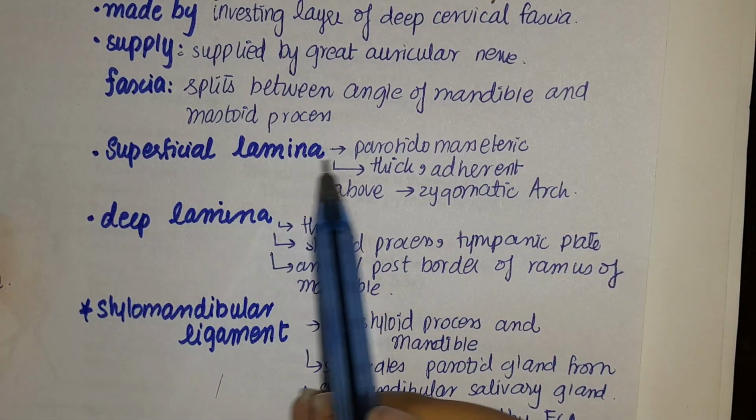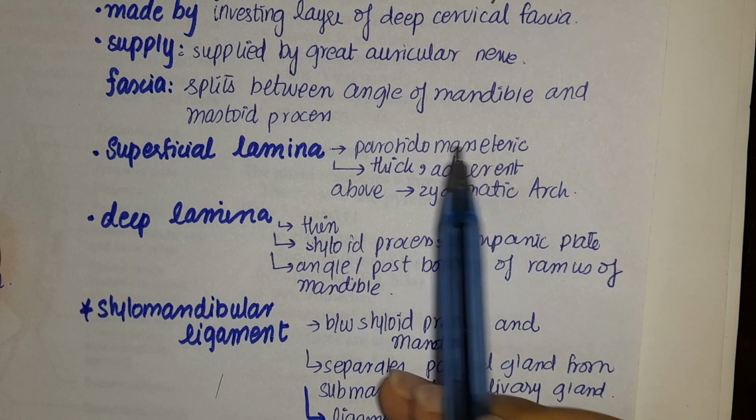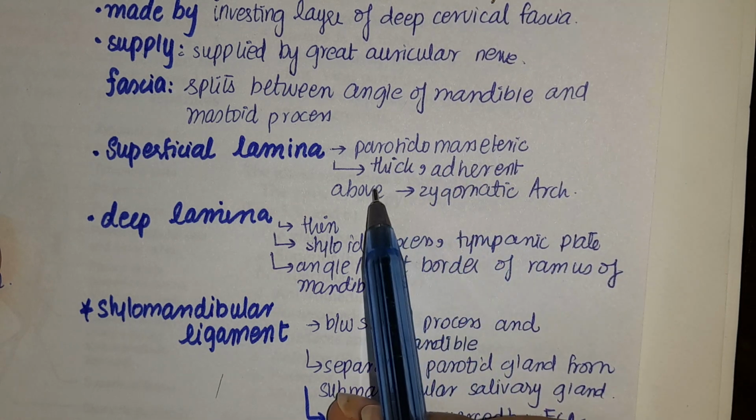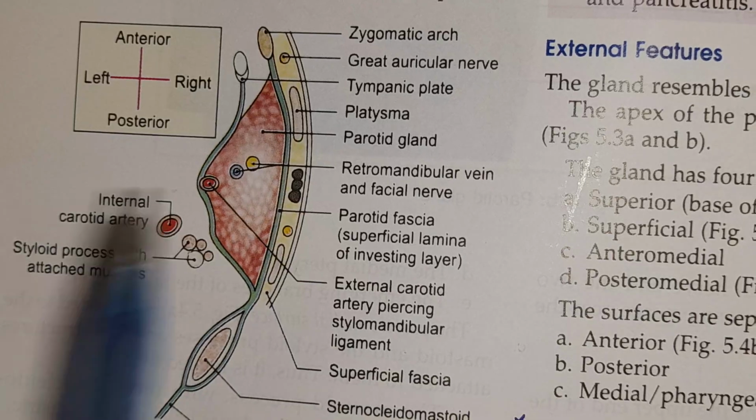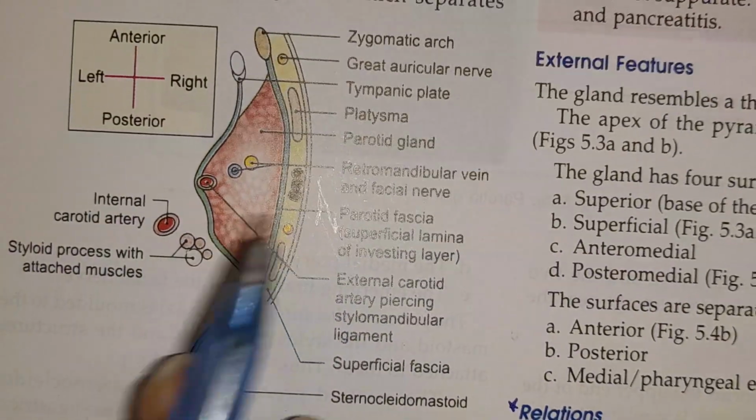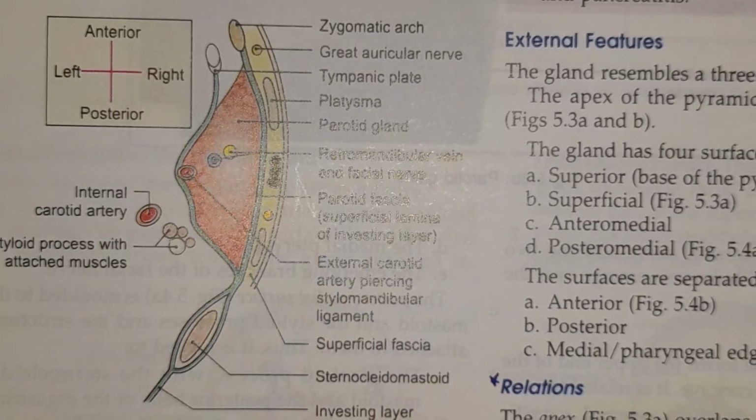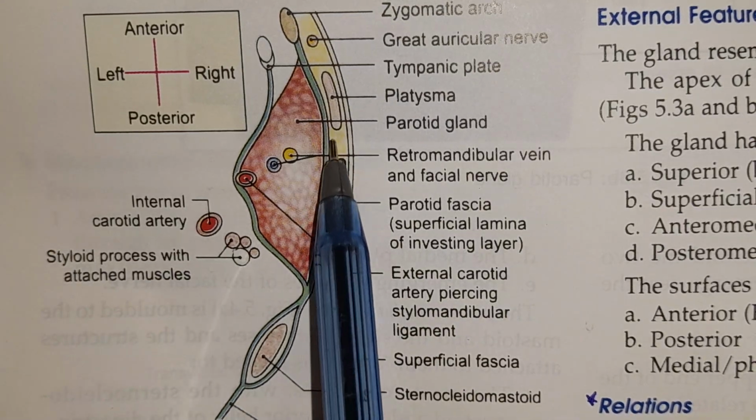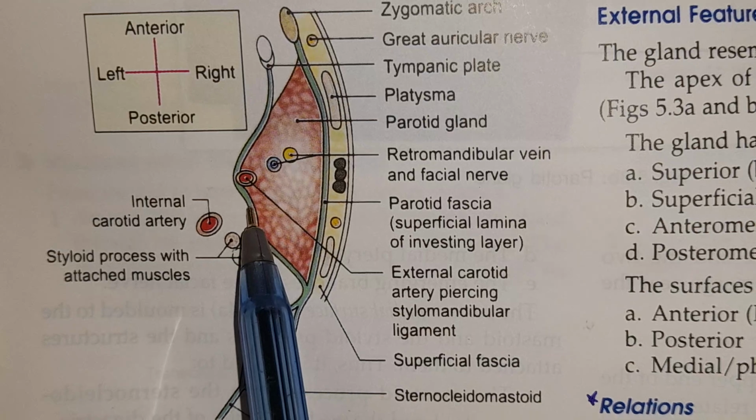The superficial process is the parotidomasseteric fascia. The parotidomasseteric fascia is thick, it is adherent, and above it is attached to the zygomatic arch. So in this diagram you can see there are two parts of this fascia. One is this superficial lamina, which is also known as the parotidomasseteric lamina, and the other one is the deep lamina.